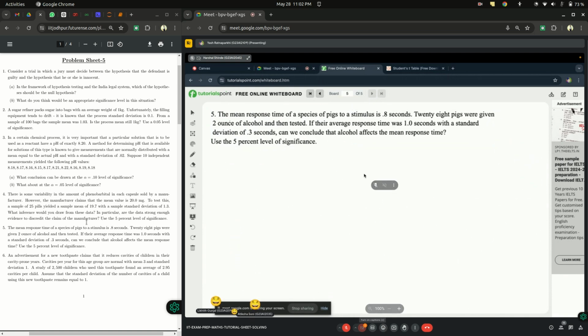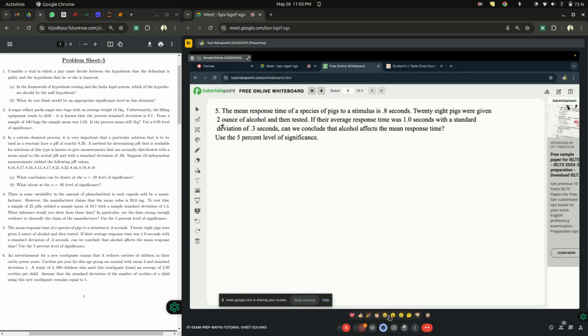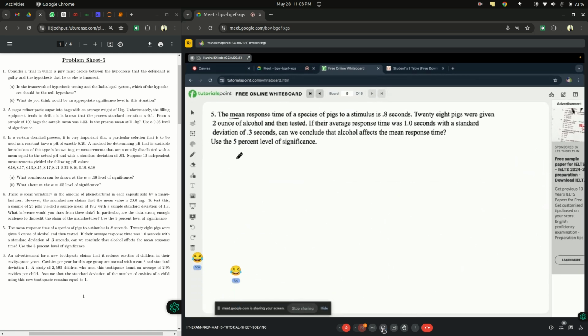Quickly, read this. The mean response time of a species of pig to a stimulus is 0.8. That means the reflex of a pig is 0.8. See, it is given as a mean, so mu is equal to 0.8. This is my H naught. 28 pigs were given 2 ounce. So what is my n? 28 were given 2 ounce and were tested. If their average time was 1 second with a standard deviation of 0.3 second, what will be my alternate hypothesis? Think of it.